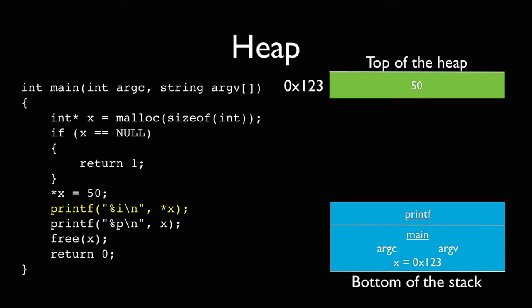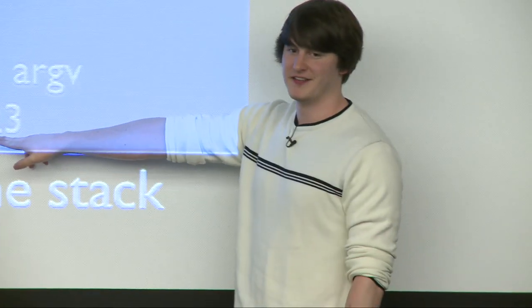For at least this call, I didn't include it in here, but these two arguments are necessarily inside of this stack frame, along with any local variables printf happens to be using. And then the next call to printf, now inside a printf stack frame, is %p backslash n, and whatever the value of x is, which is 0x123. It'll print something that looks like this. So it prints it in address form. It looks like an address.